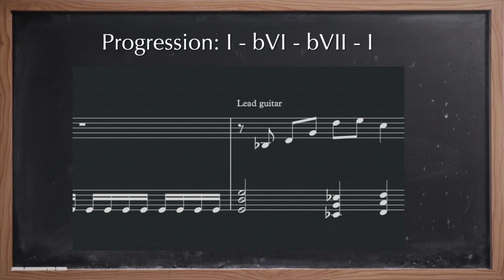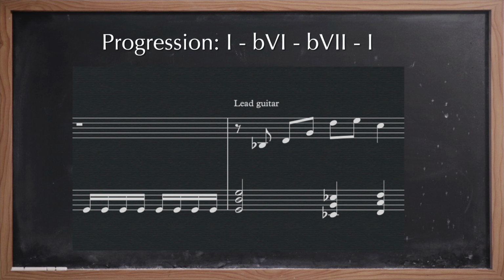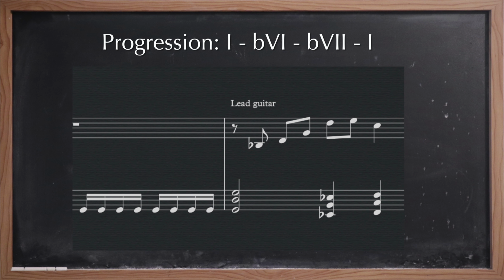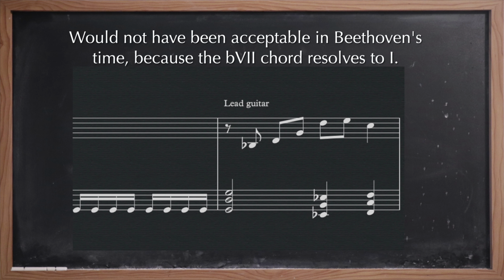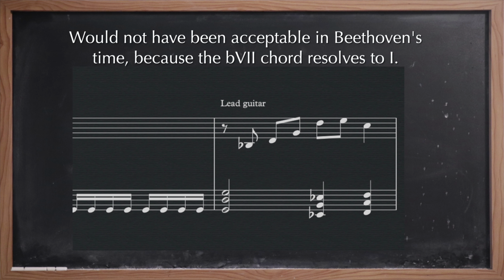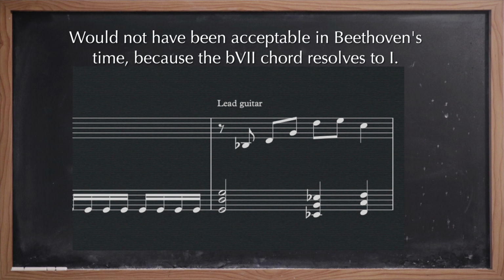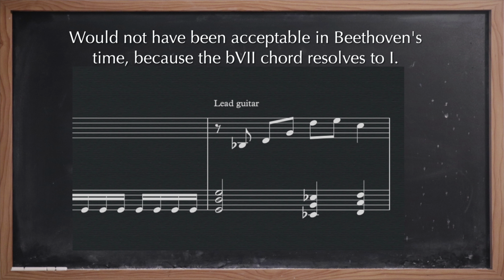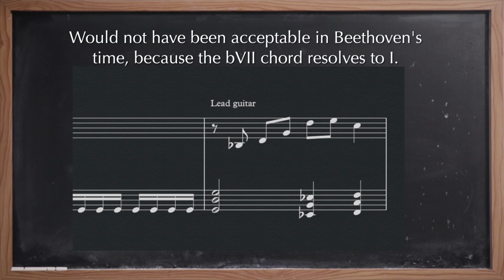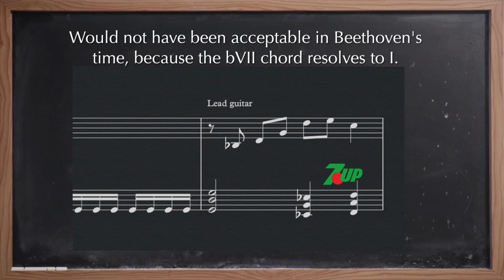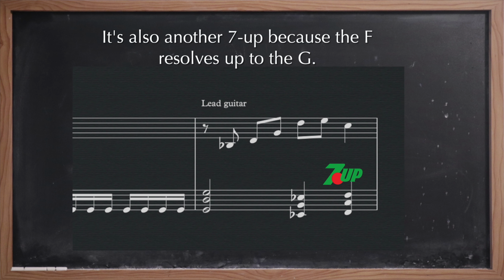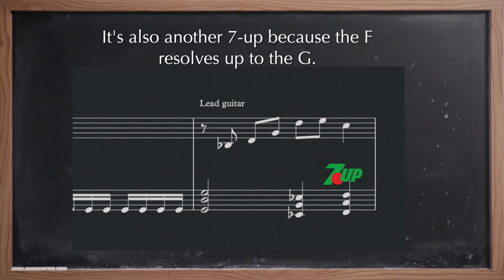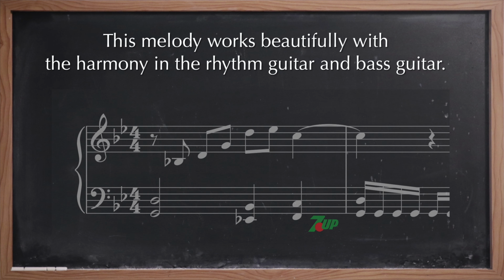This also highlights the G natural minor scale. It's going from flat 6 to flat 7 to 1. This progression would not have been acceptable back in the classical period of Beethoven, but in today's present time, this is actually a very common harmonic chord progression. But having the bass line do this is a nice touch because harmonically it fits really well with the counter melody that Randy's playing.